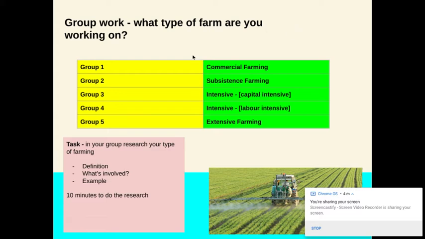Okay, so what I'd like you to do is get yourselves into 5 groups, and I'd like you to do the definition, which hopefully you've already done, but then I'd like you to look at what's actually involved in commercial farming, subsistence, intensive, capital intensive, labour intensive, and then extensive farming. And I'd like you to do an example of each as well. So see what you can do in terms of using the PDF attachment on the classroom. You've obviously got the definitions already, and you can do a Google search as well.